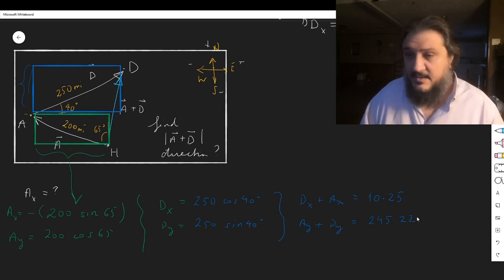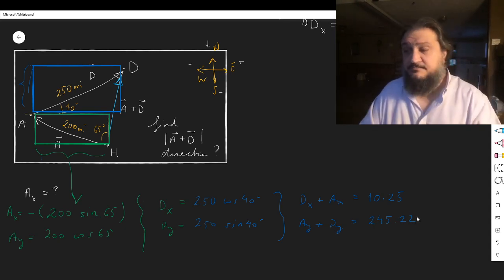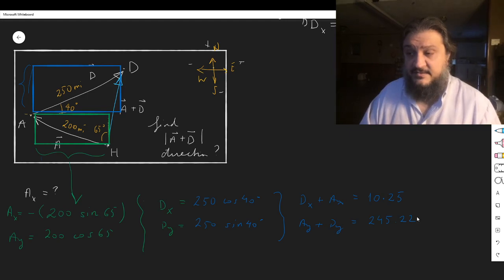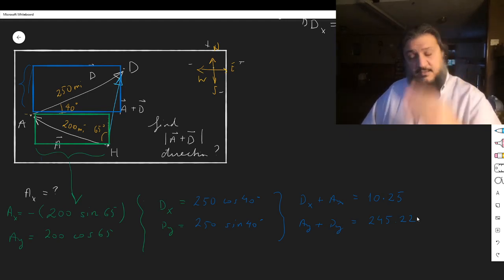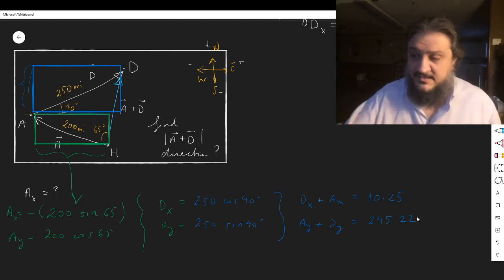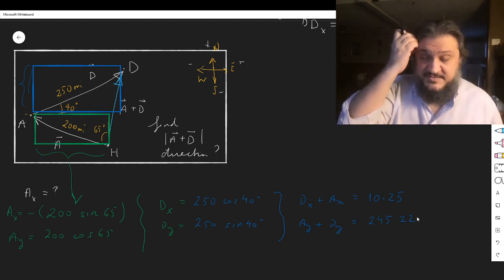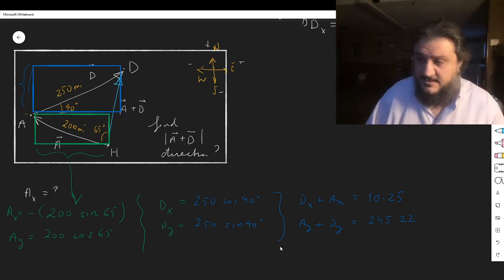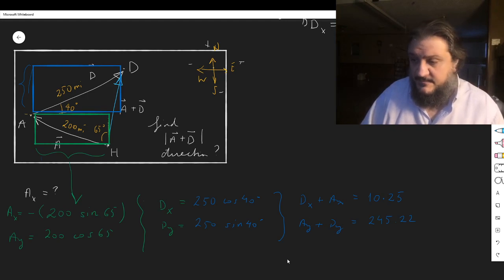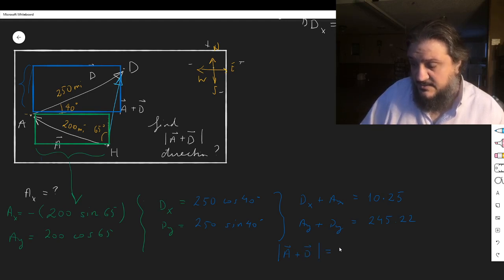245.22. All right, so this vector is indeed pointing in the first quadrant. I can tell right away by the signs of these two components. Both are positive. What about the length of A plus D? This will be the physical distance between Houston and Dallas, or hypothetical cities here, because I made up those numbers in the beginning.